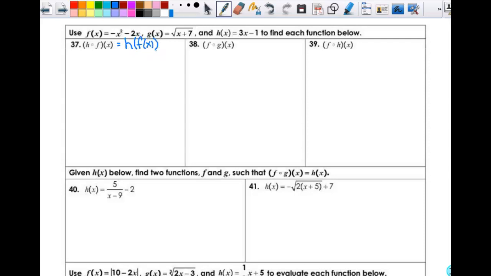I can see that I'm taking all of f of x, substituting it into h of x. So this is going to equal 3 times, instead of that x, I put in f of x, negative x squared minus 2x. Then I still have that minus 1. So this gives me negative 3x squared minus 6x minus 1. It's really all I can do. That is h of f of x.